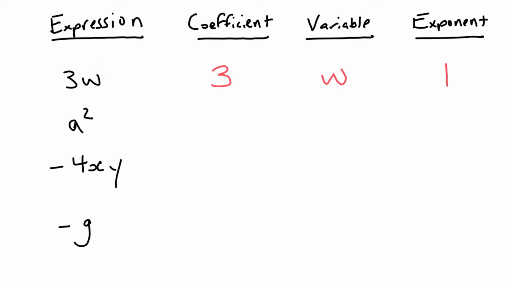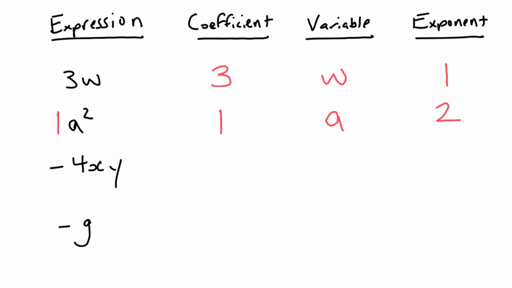Let's look at a to the power of 2. What is the coefficient? What is the number in front? Whenever you see a letter by itself, it has an invisible 1 in front. So the coefficient is 1. In math, whenever there's a 1, we often don't write it because we just assume it's there. What's the variable? a. And the exponent on the variable is 2.